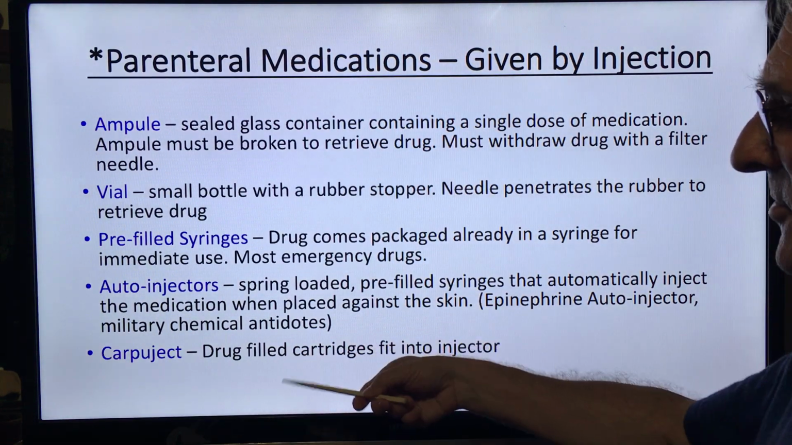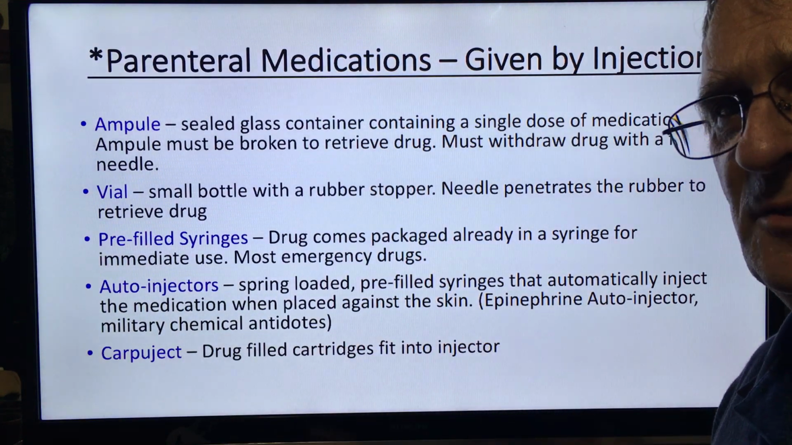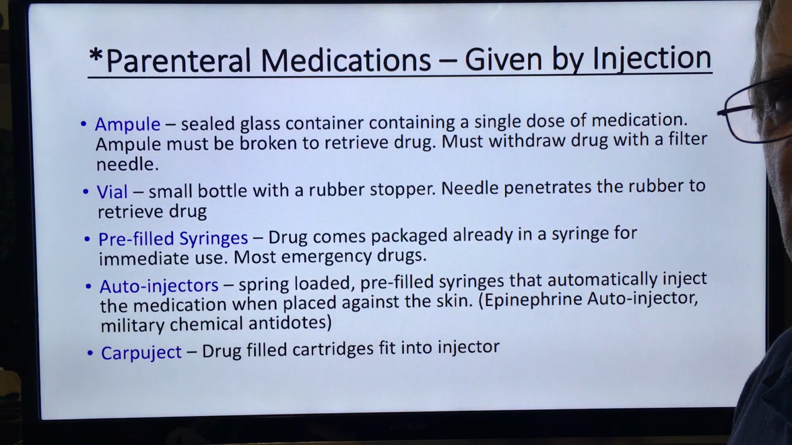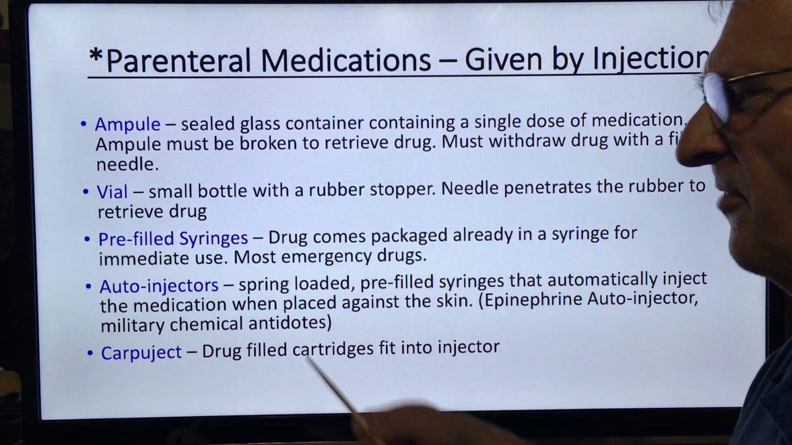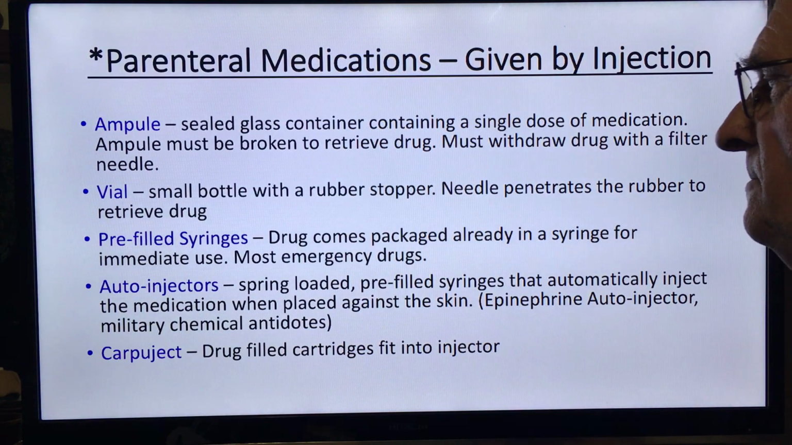Carpujects, we'll talk about those. These take little cartridges that fit into a holder and allow you to administer the meds. Primarily morphine, Dilaudid possibly, but these are kind of falling out of favor. They're just kind of cumbersome to operate, so we don't see a lot of them anymore.